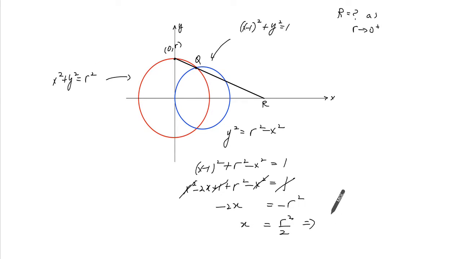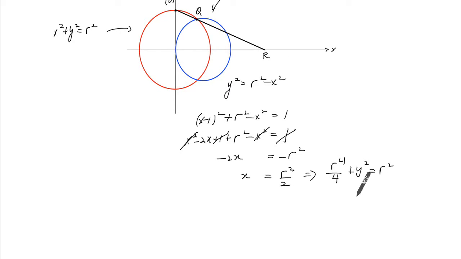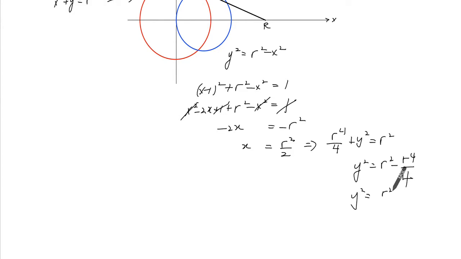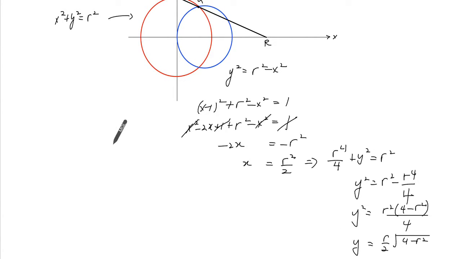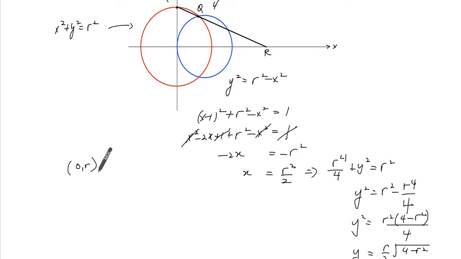Let's plug that in there, and we get r to the fourth over 4 plus y squared is equal to r squared. Okay, and this here is if you factor r squared, and you get (4 minus r squared) all over 4. So we just want the positive value, we don't want the negative y value. And we get r over 2 times the square root of 4 minus r squared. So the 2 points are (0, r) from up here, and the second point is (r squared over 2, r over 2 times root of 4 minus r squared).